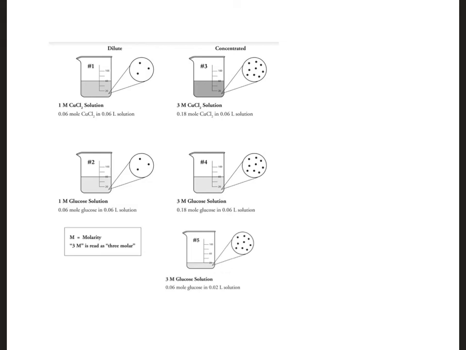Now there's more specific ways to describe concentration, and let's start building our understanding of that here. So take a look at the images here, and what do you notice about the dilute beakers? All right, so everybody in this line is considered dilute, and versus the concentrated beakers, everybody in this line is considered concentrated.